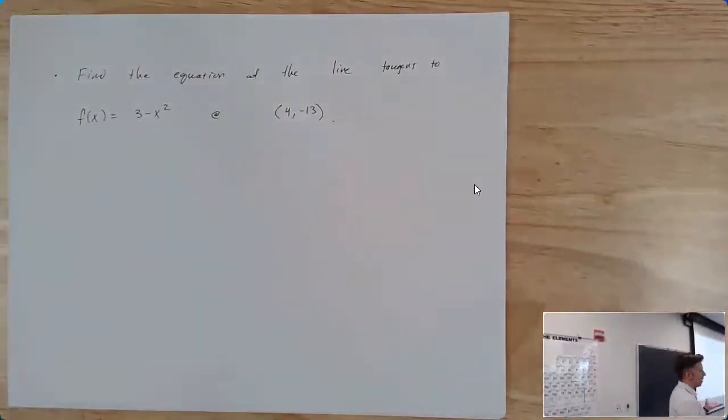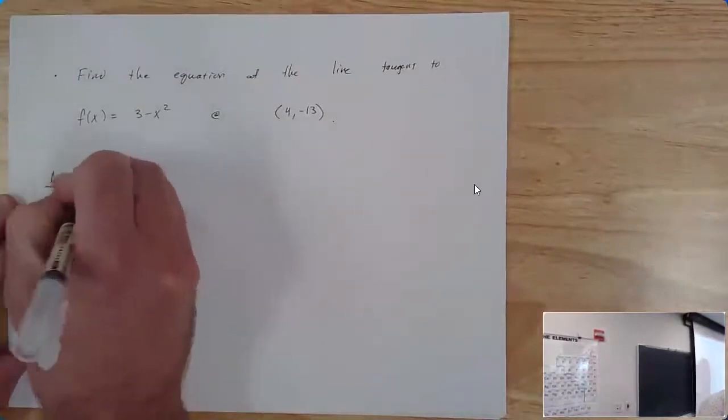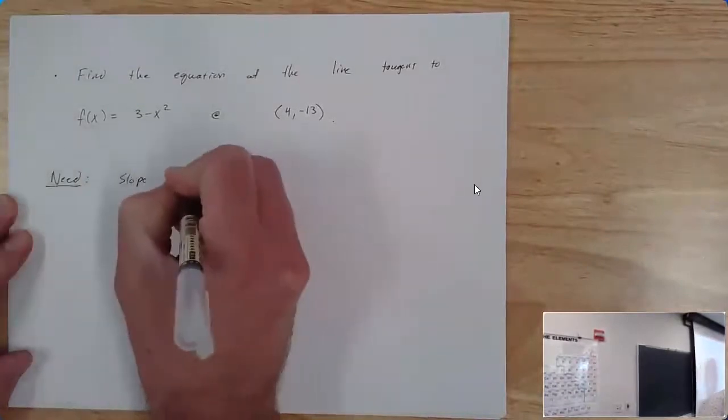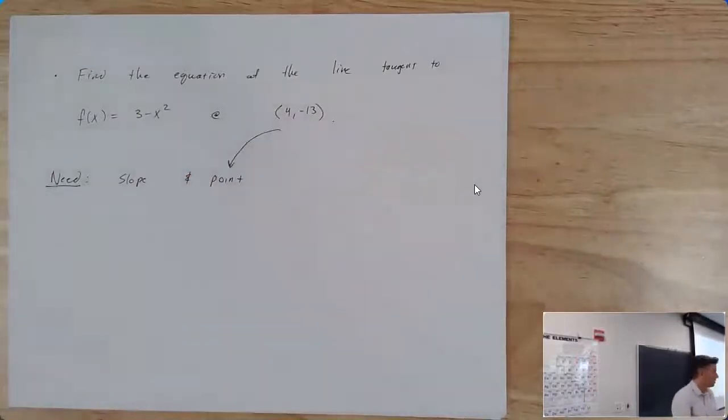Really, the harder part of this, well, I should say, whenever you're finding the equation of a line, you need two pieces of information. You need a slope and a point. We have a point. So we need a slope and a point. But we already have the point. It's right there. So all we really need is the slope of the tangent line.